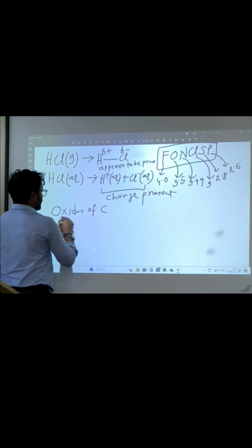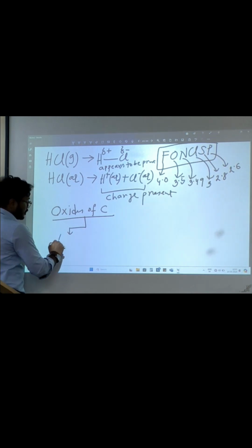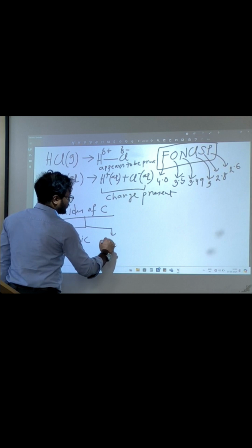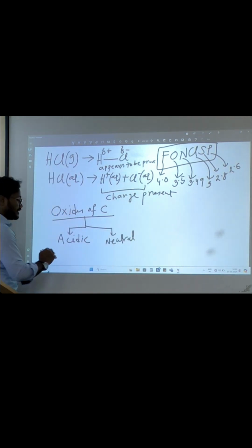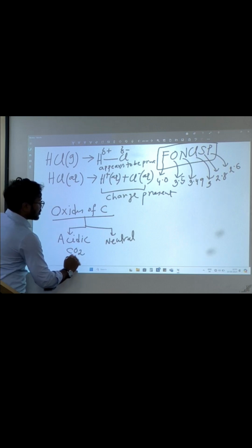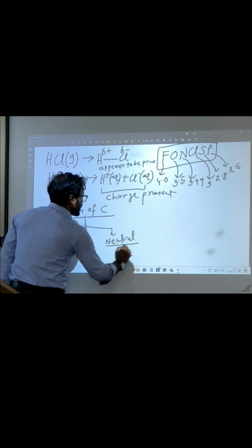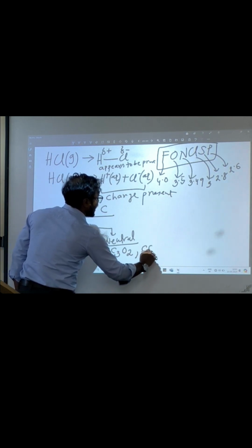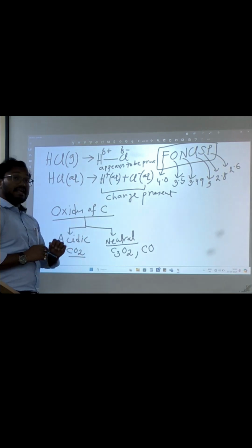Oxides of carbon. Basically, carbon has two types of oxide: one is acidic oxide, another one is neutral oxide. So what is acidic oxide here? CO2, carbon dioxide, is considered an acidic oxide. In case of neutral oxide, we find C3O2, carbon suboxide, and carbon monoxide. These are neutral oxides. One question came in NEET regarding C3O2.